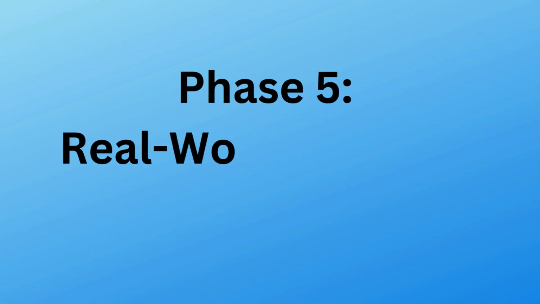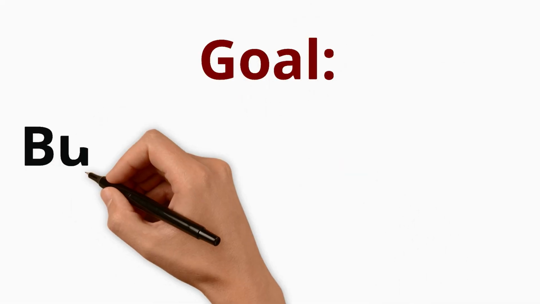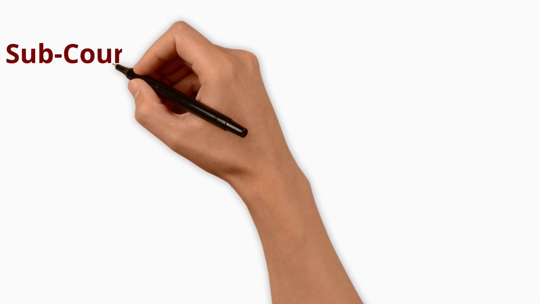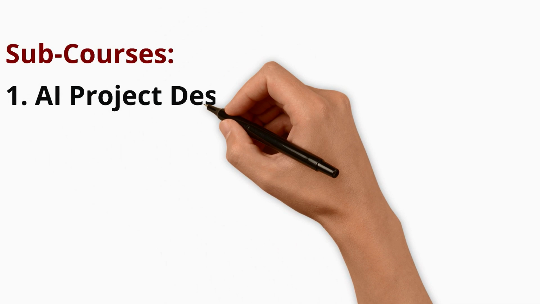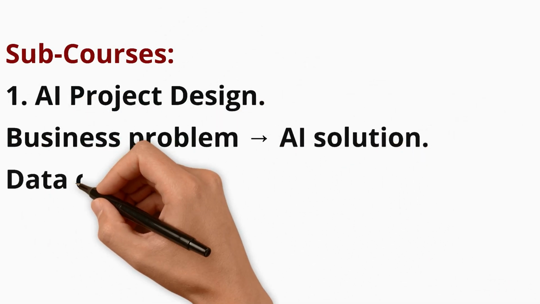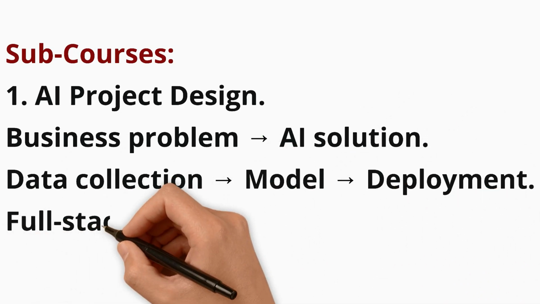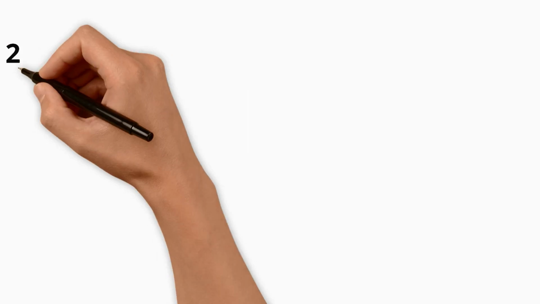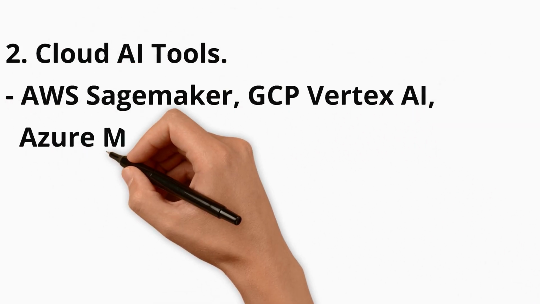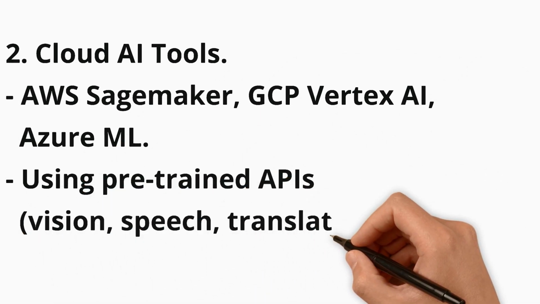Phase 5. Real-world mastery, weeks 25 to 32. Goal: build a portfolio and become job-ready. Subcourses. 1. AI project design. Business problem, AI solution. Data collection, model deployment. Full stack AI pipeline. 2. Cloud AI tools. AWS SageMaker, GCP Vertex AI, Azure ML. Using pre-trained APIs, vision, speech, translation.